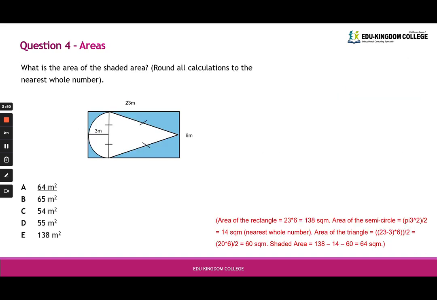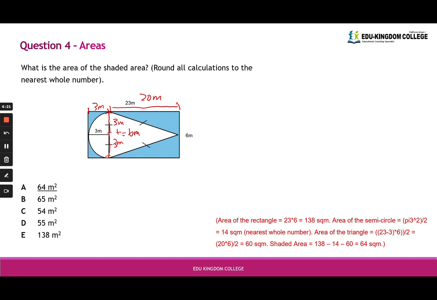All right, so question 4 deals with a lot of areas. Right off the bat, we can label this little side here as 3 meters, and this thing here as 3 meters as well. So in total it's actually 6 meters for the base of that little triangle. We can also realize that this is also 3 meters, and so the distance from here to here is actually going to be 20 meters instead.